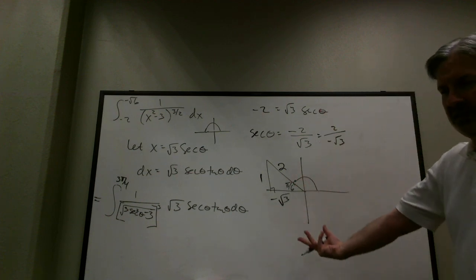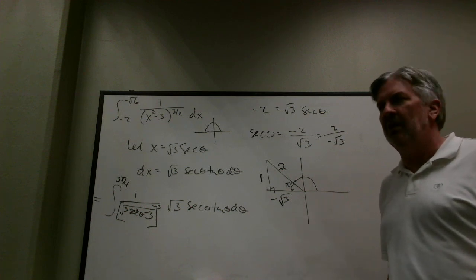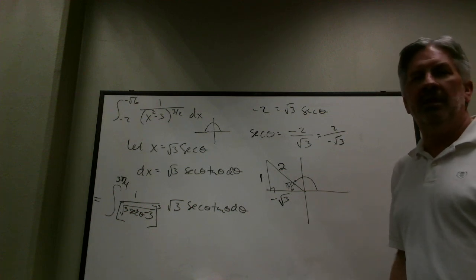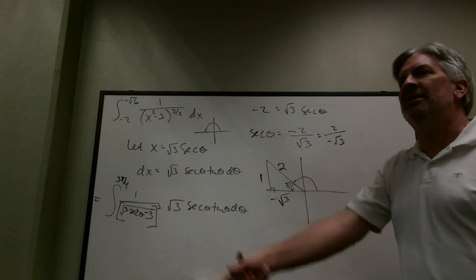Again, if you were rusty on your special triangles, your 30, 60, 90, your 45, 45, 90 triangle, go get a pre-calc book. Go to Amazon, find an old edition of a pre-calc book.